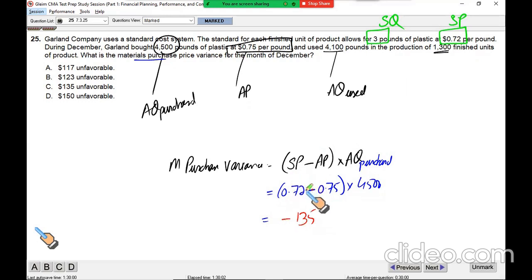Whenever you get a negative in my formulas, I'm not talking about Gleim, Hawk or Wiley. I'm talking about my formulas. When you use my arranged formulas, any negative number means adverse. Adverse also means unfavorable. So that means 135 adverse, that is C. Okay, now we got the answer. Now let's say the question says you need to find the price variance for material used. There will be a little change in the formula. Then what I will do, instead of using quantity purchased, let me erase this and then I will explain.